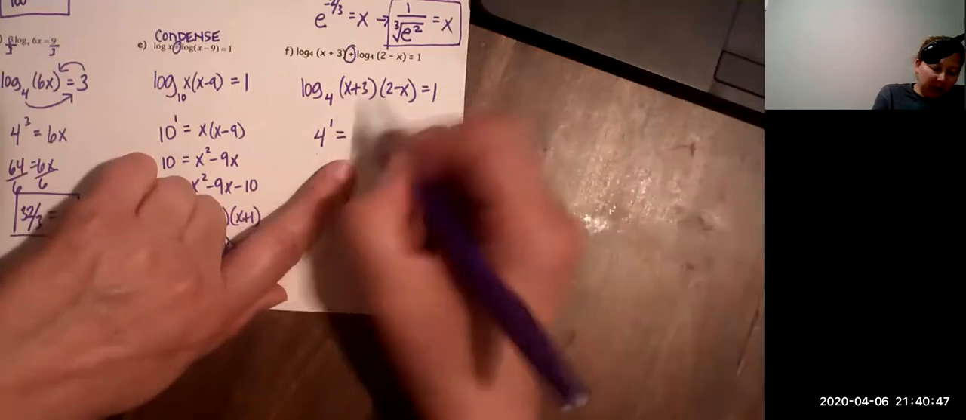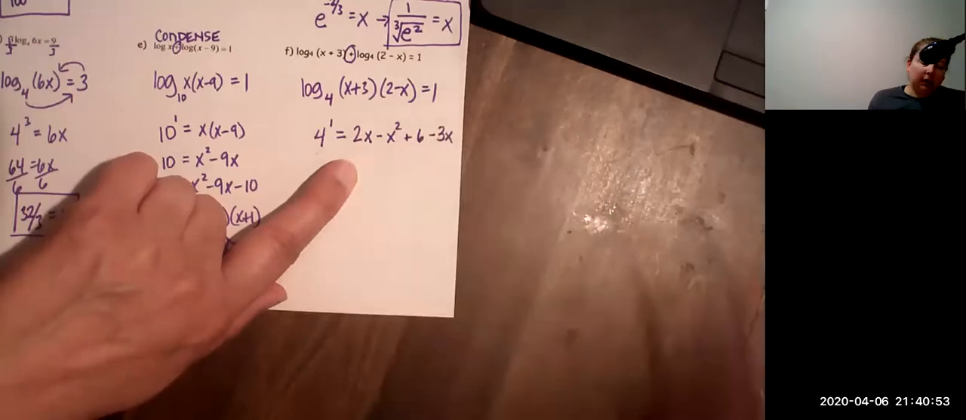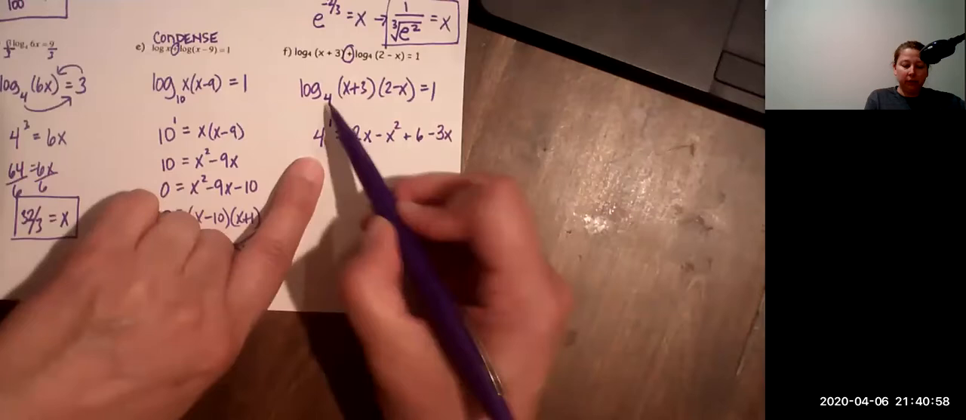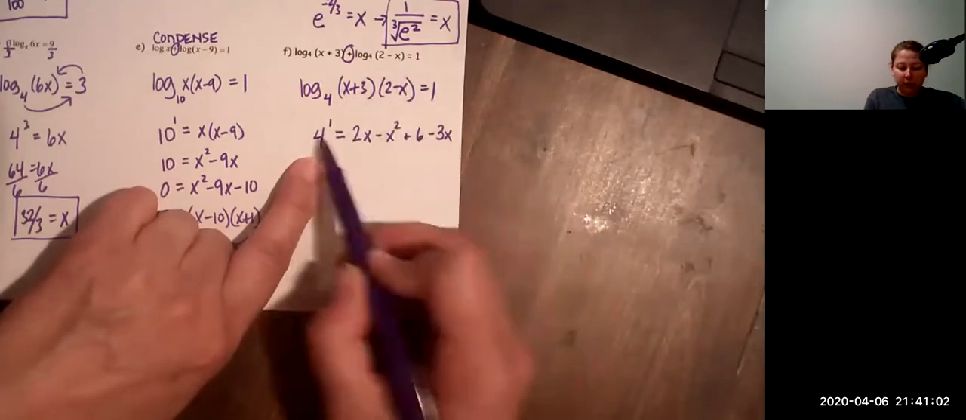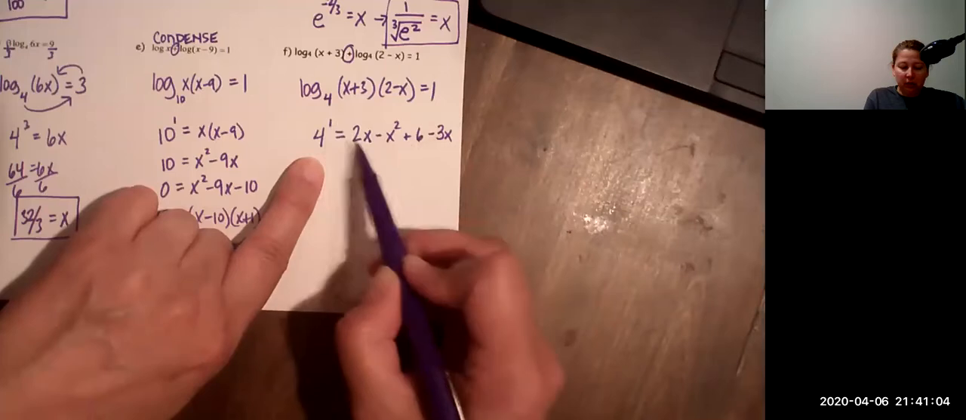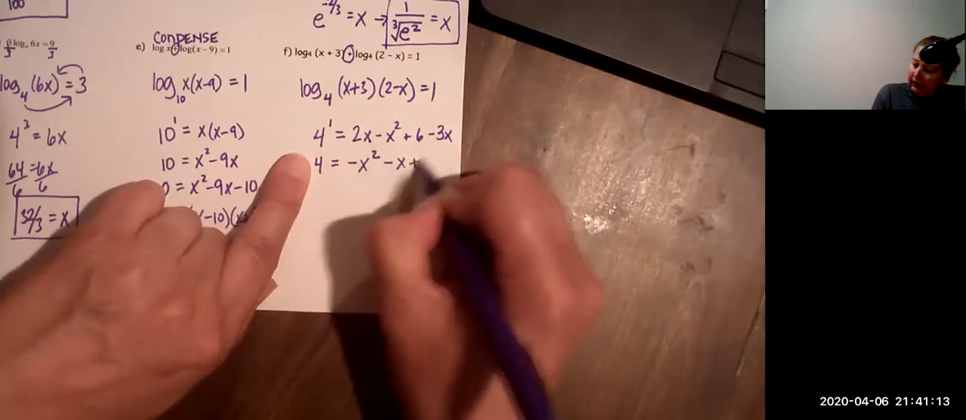I'm going to go ahead right now, instead of writing it down, I'm going to go ahead and FOIL this out. This FOILs out to 2x minus x squared plus 6 minus 3x. So I have this 4 to the first equals all of this. So now I just rewrote it. 4 to the first equals, this is that FOILed out. So now I need to combine like terms. What's this going to be? Negative x squared minus x plus 6.